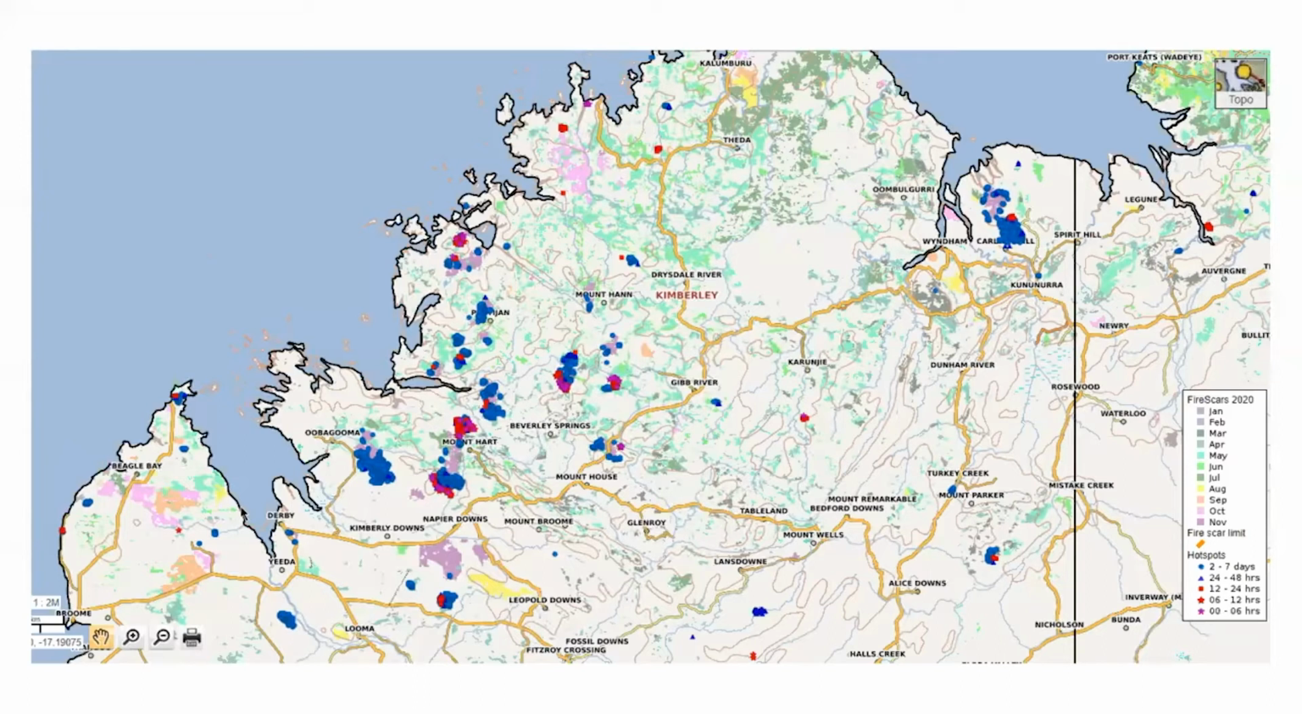And there are these blue and red spots, and they're the most recent fires. So they're not as accurate as the fire mapping. The fire mapping is like 95% accurate, whereas those hotspots are a bit looser.